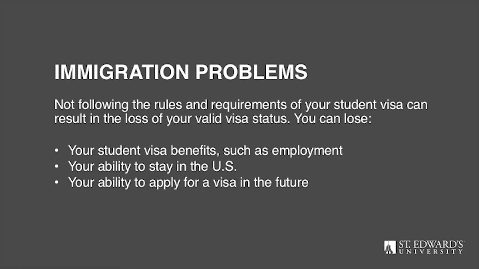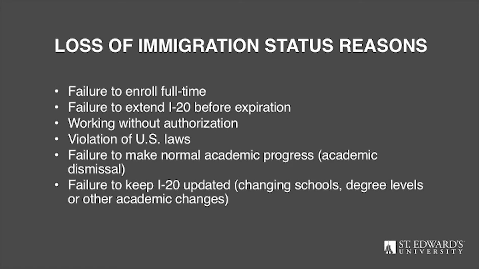Next, we're going to talk about some of the potential immigration problems. Not following the rules and requirements of the student visa can result in the loss of your visa status. You can lose your student visa benefits like employment, your ability to stay in the U.S., and your ability to apply for a visa in the future. We want to avoid immigration problems at all costs. Let's review some of the common reasons for loss of immigration status.